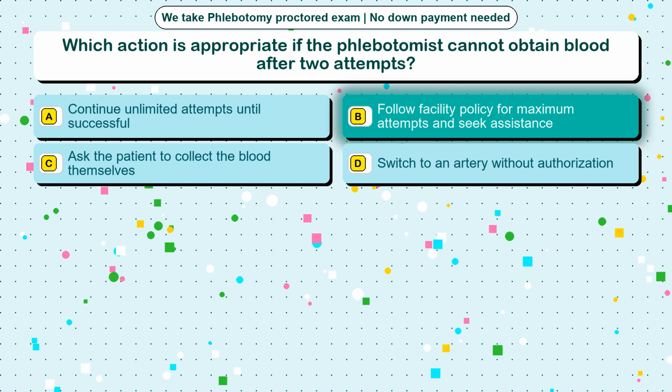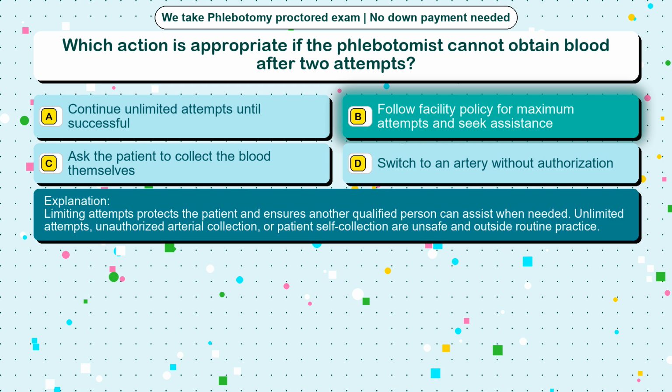The correct answer is option B. Follow facility policy for maximum attempts and seek assistance. Limiting attempts protects the patient and ensures another qualified person can assist when needed. Unlimited attempts, unauthorized arterial collection, or patient self-collection are unsafe and outside routine practice.